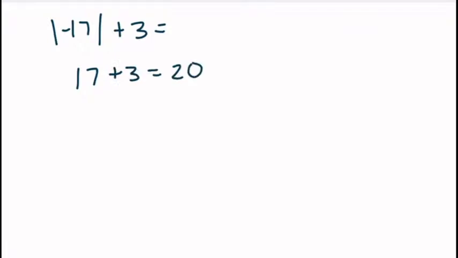Let's try the absolute value of negative 17 plus 3. The absolute value of negative 17 is positive 17, and plus 3 is 20. And let's do one last one. How about 6 minus the absolute value of negative 7. The absolute value of negative 7 is positive 7, so this is just 6 minus 7, which is equal to negative 1.